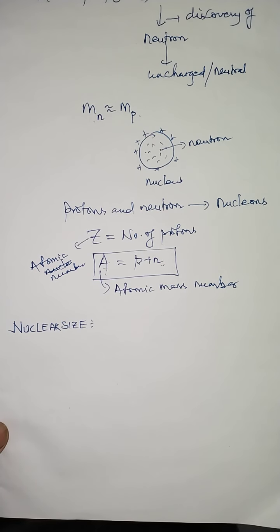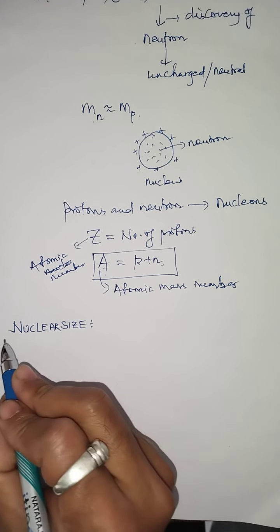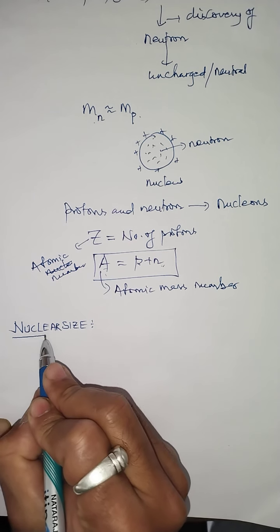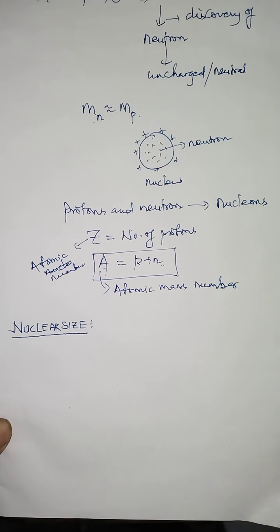All right, my dear children, we will be moving now to the next topic related to this nuclear structure, that is nuclear size. Now, Rutherford's experiment on alpha particle scattering is very, very important, because this experiment not only gave the discovery of the nucleus, it also measured the size of the nucleus. And the size of the nucleus is actually measured in terms of the radius of the nucleus.